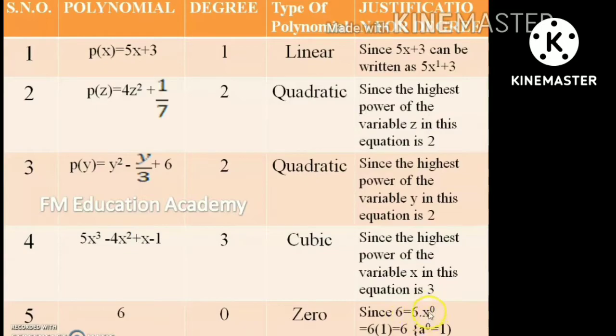And what is the value of x power 0? x power 0 can be compared to a power 0. I know a power 0 is 1. So instead of x power 0, I can write 1. So 6 into 1 is 6. That is why we can write 6 as 6 into x power 0. What is the degree here? The degree is 0. And any polynomial whose degree is 0 is called a constant polynomial.